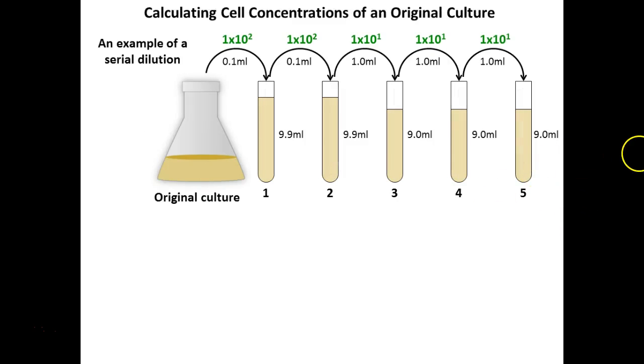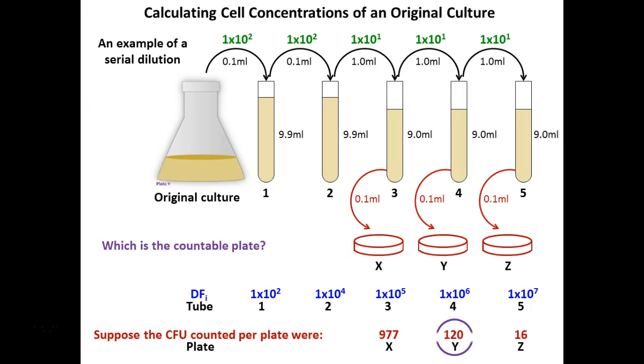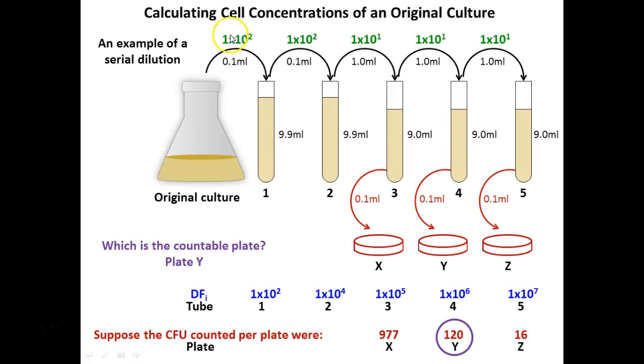All right, so for this dilution scheme, we would calculate individual tube dilutions as here, and then what the final dilution is counting in the series for each individual tube. And then we would count the colonies on the plate. And so now we have all the information we need to figure out the concentration of this original culture.